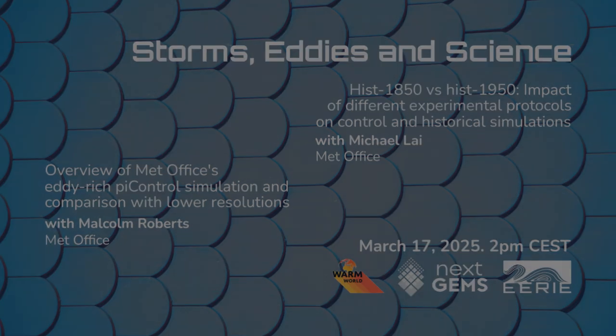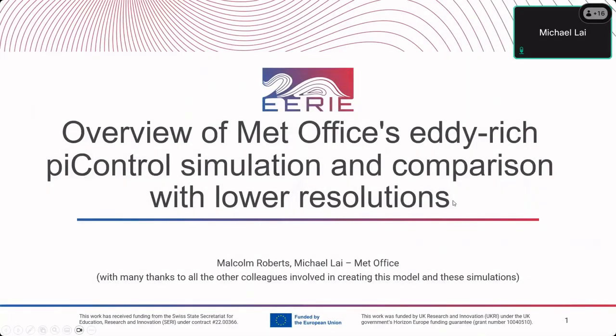So we're going to talk about both some results from our pre-industrial control simulation that we're running for EERIE. I'm going to do that first, and then Michael's going to talk about some comparisons of the pre-industrial style simulation, so 1850 reference simulation, and the high-risk mix style 1950 reference simulation after me.